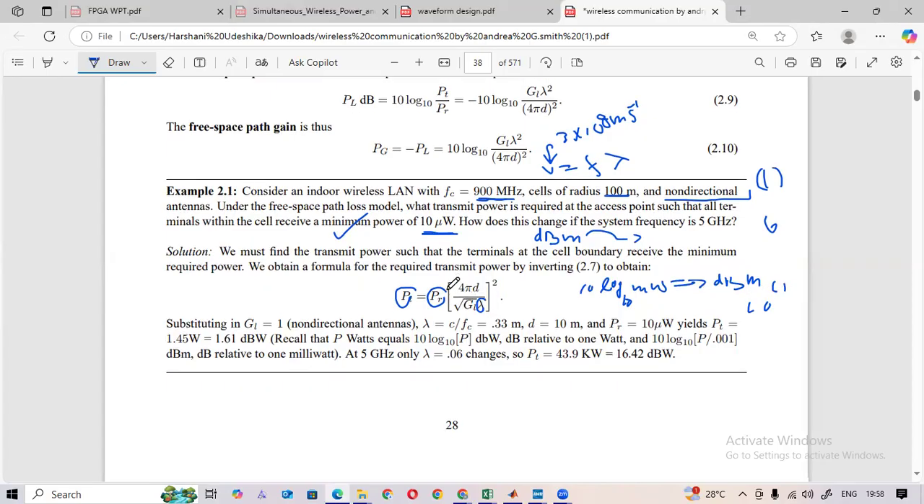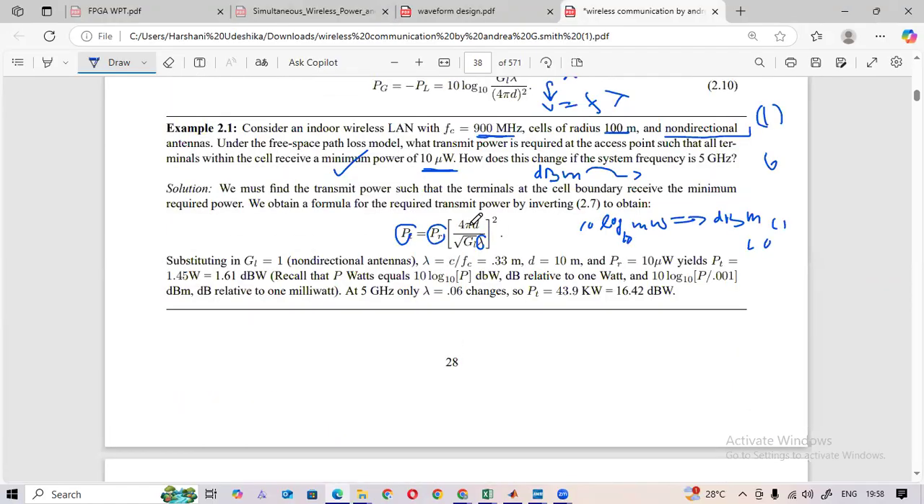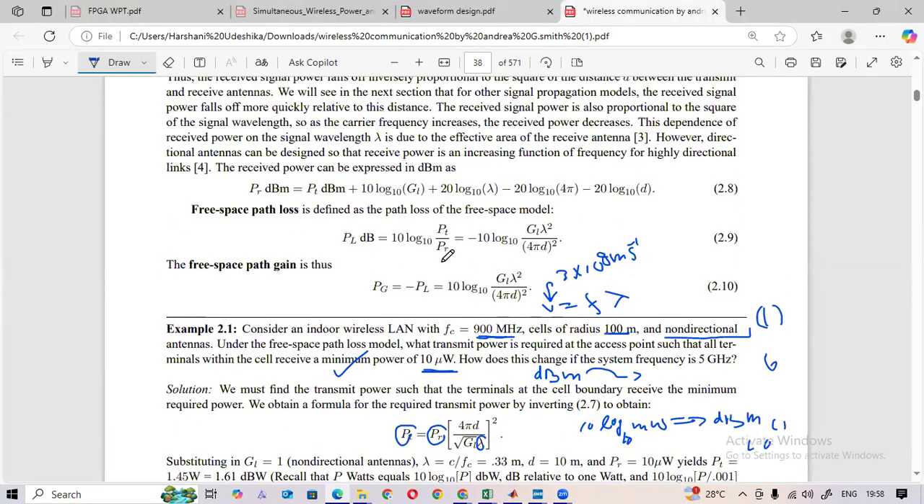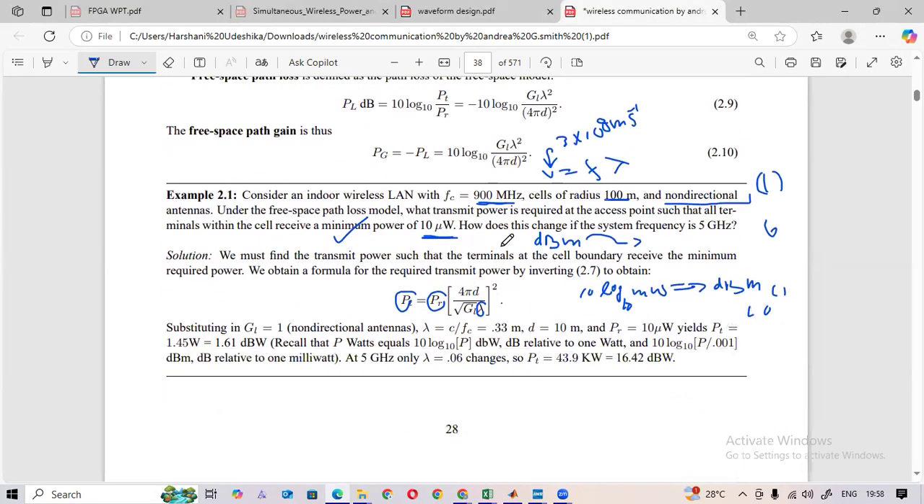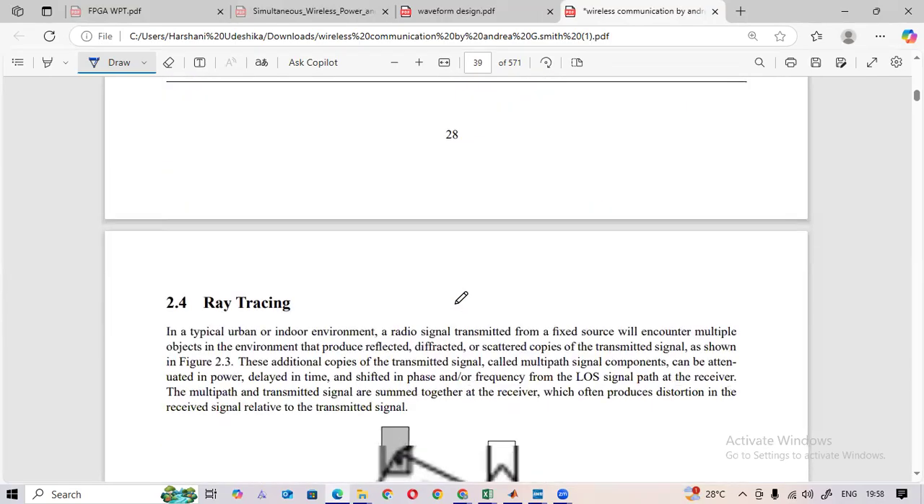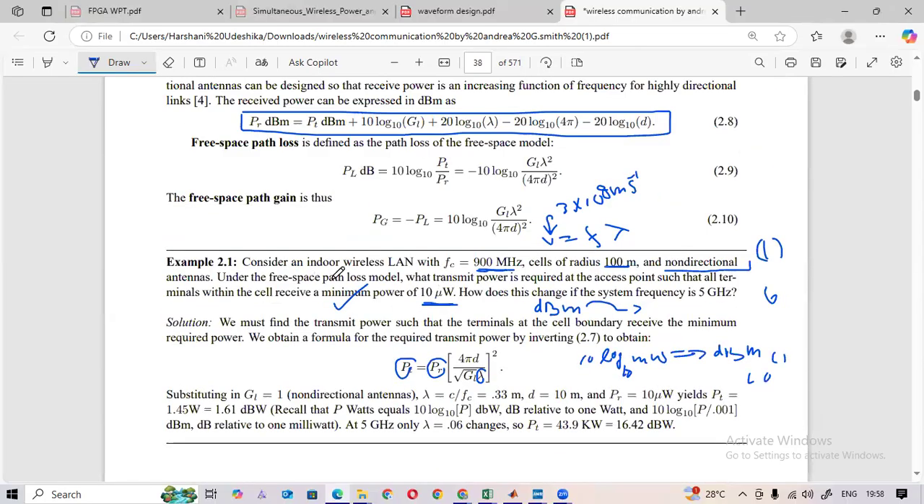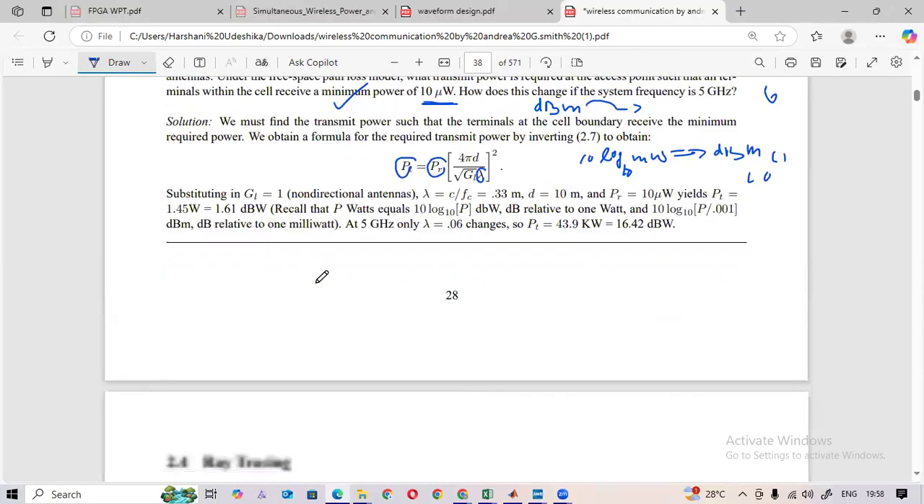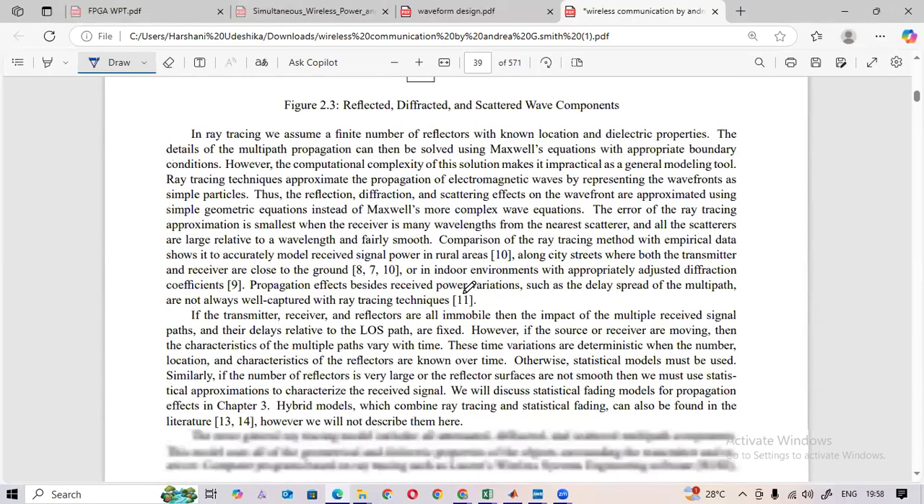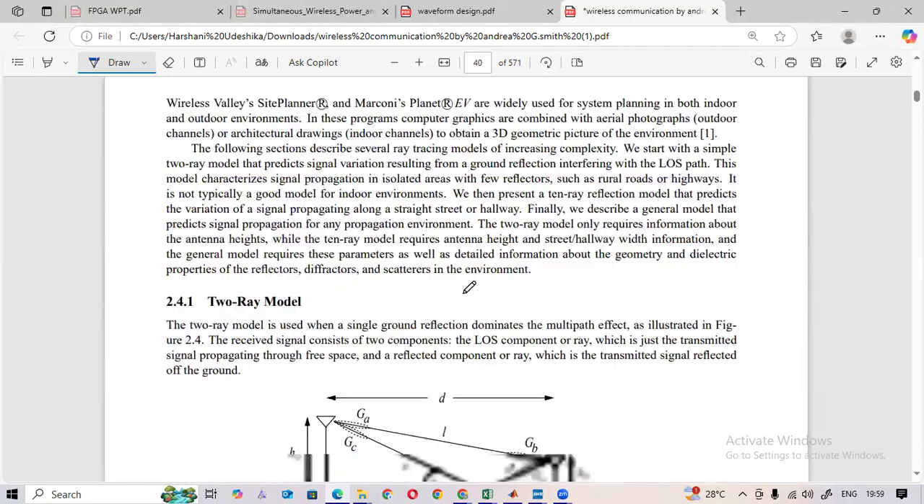Or else, if these are given in dB, you can use this equation, or you can convert it and apply it here. Any approach will be accepted. So try to do this one, it is very easy. And you will also have one question related to Rayleigh distribution.